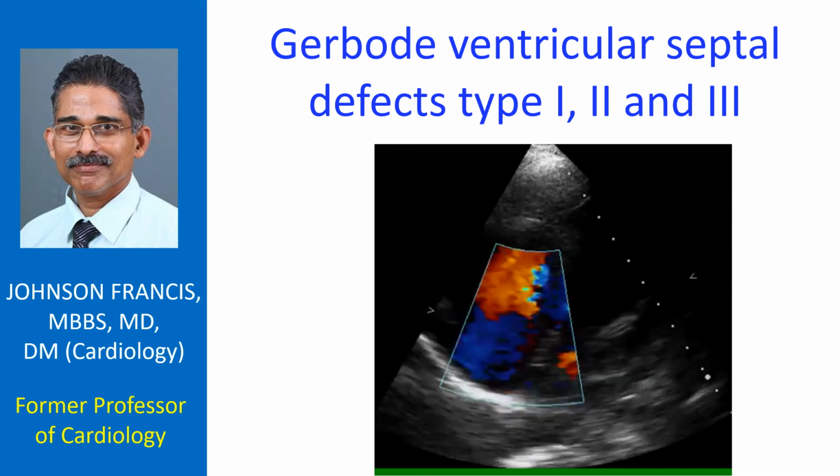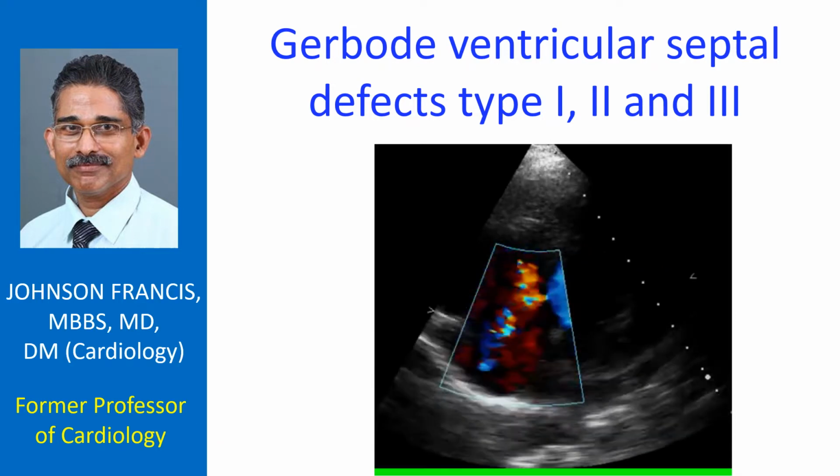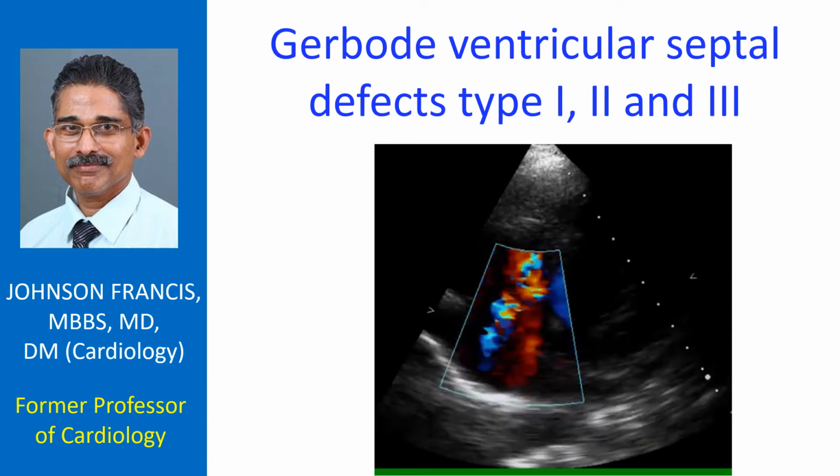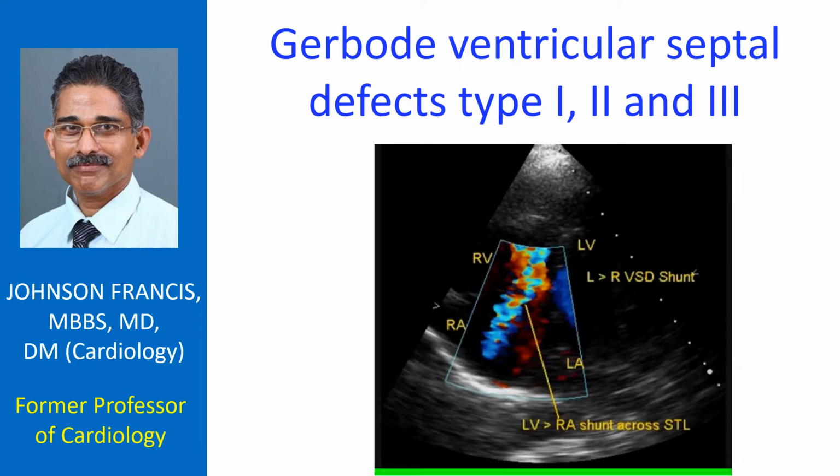Though congenital left ventricle to right atrium connections have been described as early as 1838 at autopsy, the description by Frank Gerbode and colleagues was in 1958 in their surgical series. They described three varieties of communications.